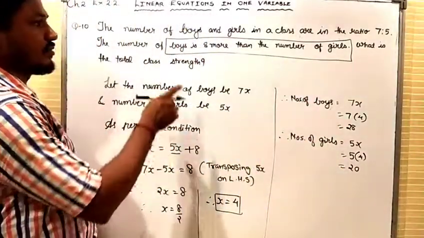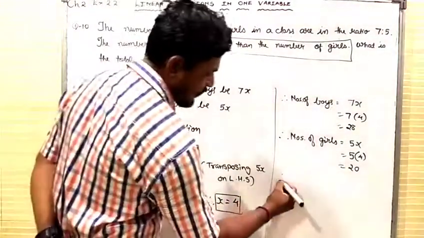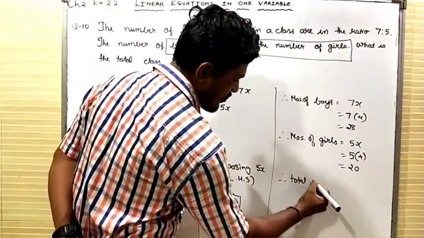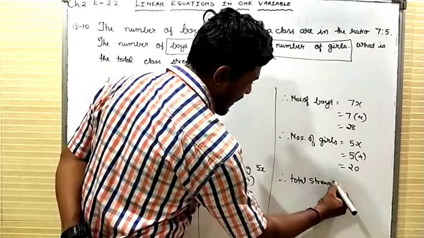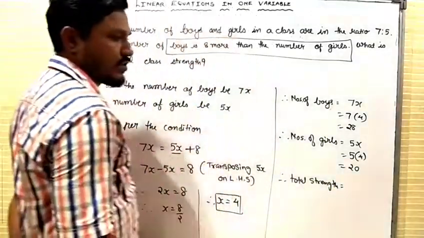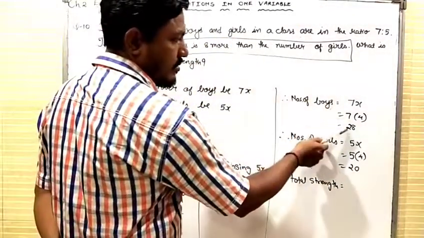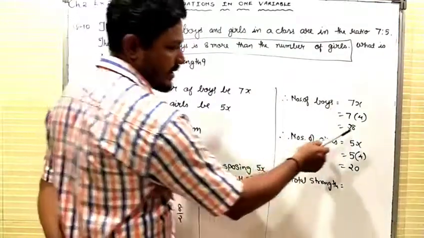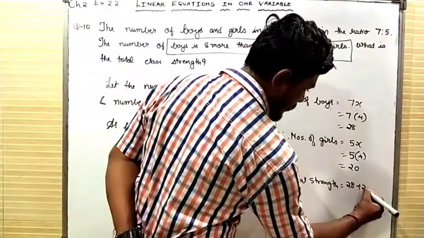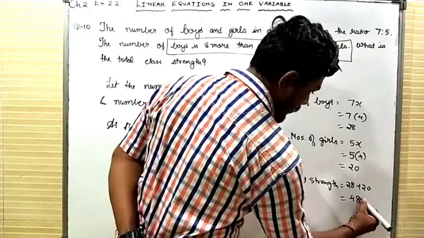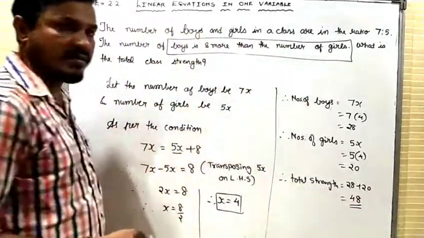Now the question is, what is the total strength? Therefore, total strength equals the number of boys plus number of girls, that is 28 plus 20 equals 48 students in the class.